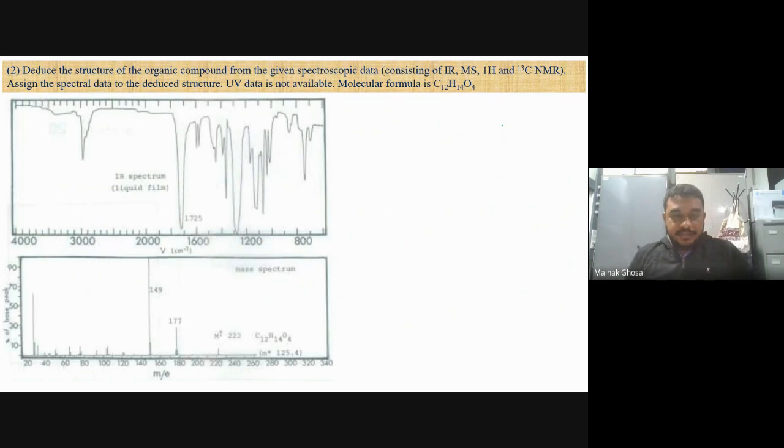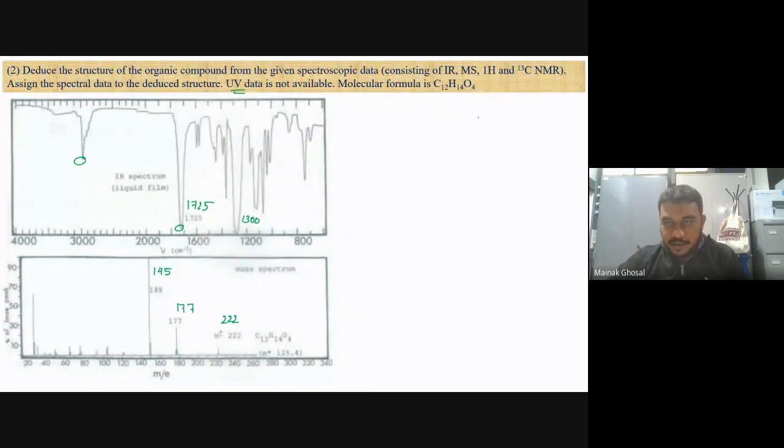Now going to the next question. The picture is a little bit blurry, so I will dictate that for you. You need to deduce the structure again from the data, but here UV data is not given. The molecular formula is given, C12H14O4. You see one peak in the IR at 1725 and another at 1300. In mass, this peak is 222. This peak is 177. This is 145.